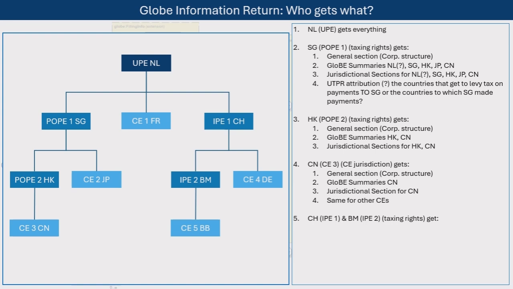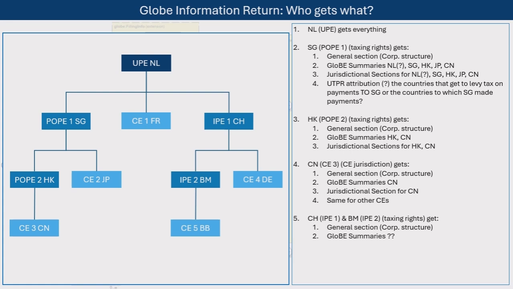Now, if we look at Switzerland as an IPE, or intermediate parent entity, and Bermuda, they are not going to levy any income inclusion rules unless Holland doesn't apply a top-up tax. Now, the question is, does that entitle them to any documentation about Holland or about the rest of the group for that matter? So they would get the general section, because everyone gets that. The question is, will they get the GloBE summaries for Holland?